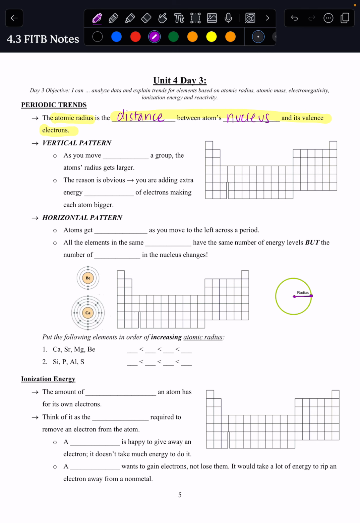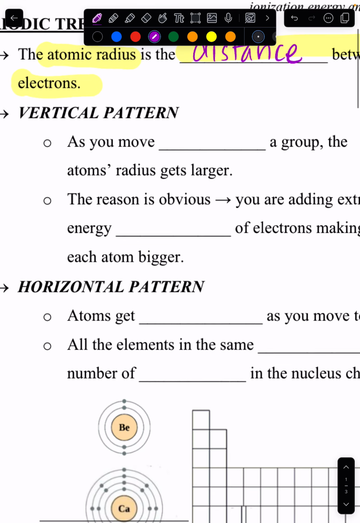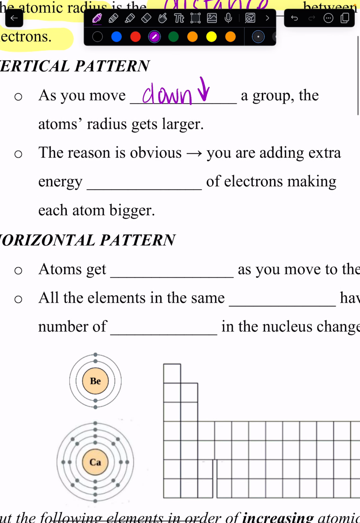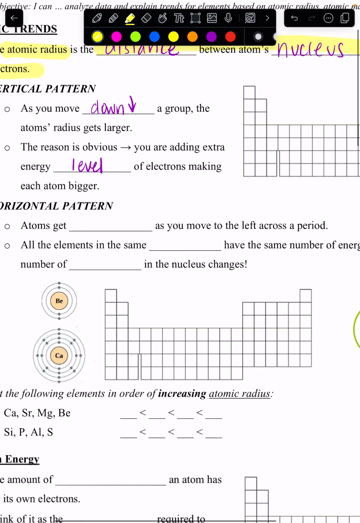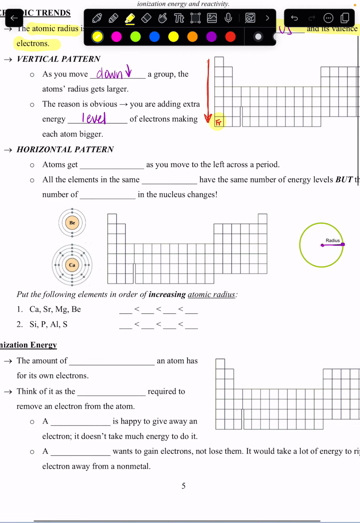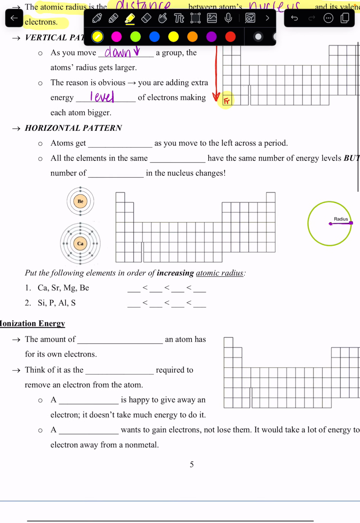Okay, the vertical pattern, which means a pattern that goes up and down, means as you go down a group, the atom's radius gets larger. This is obvious because you're adding an extra energy level every time you go down to the next period. Okay, so as I go down a group, my number of energy levels increases. My largest atom is actually Fr, Big Fat Ant Franny. So you can go ahead and highlight that so that you have it memorized. The closer you get to that element, the bigger your atom is going to be.